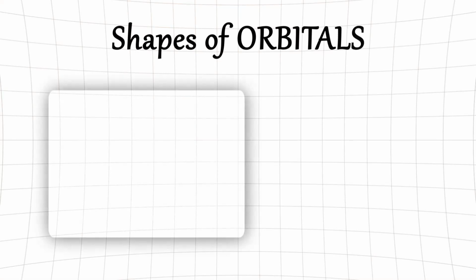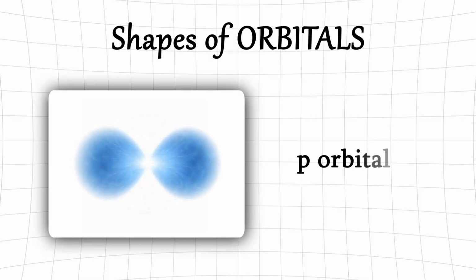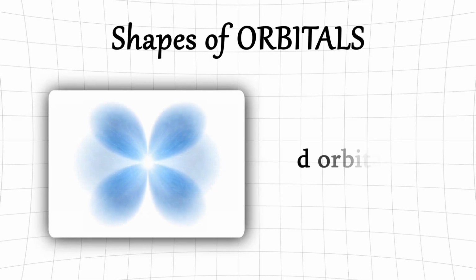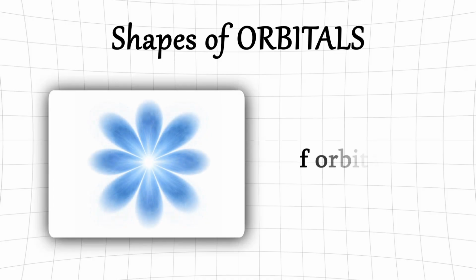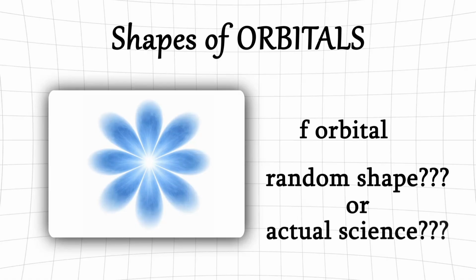Have you ever looked at pictures of orbitals and thought, why is the s orbital a perfect sphere? P orbitals look like dumbbells. D orbitals look like weird clovers or double dumbbells. And f orbitals look like abstract art gone wrong? Is it just random shapes we're forced to memorize? Or is there an actual reason behind them?